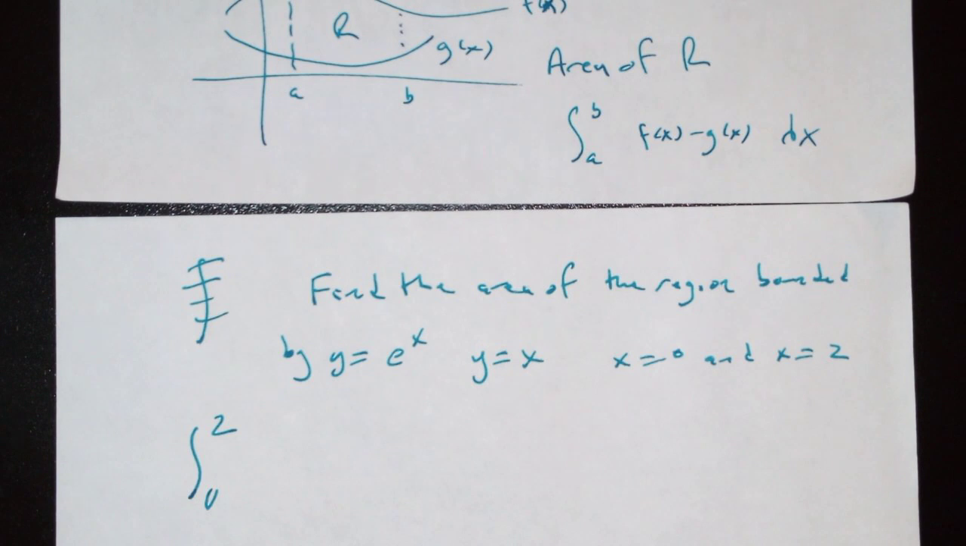I don't actually tend to think of them as f and g. I tend to think of them literally as top function, bottom function. Which of these two is top? E to the x or x? Between 0 and 2.